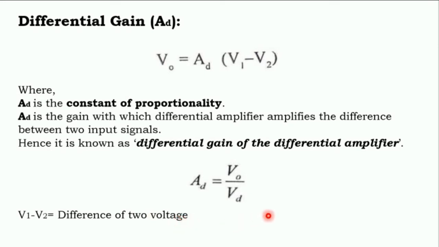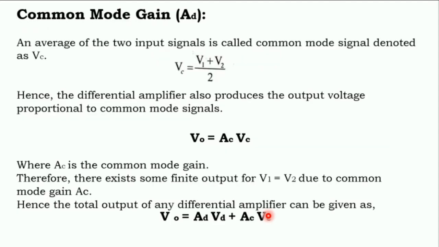One more gain is the common mode gain. The common mode signal is the average of both input signals, denoted as VC. We can say VC equals (V1 plus V2) divided by 2.